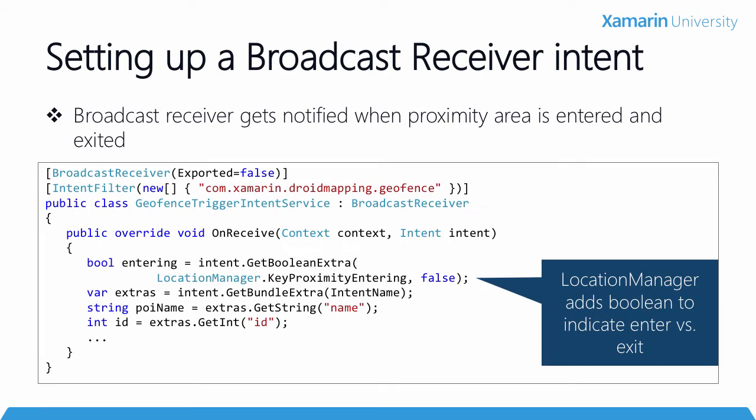The onReceive override is called when the proximity area is entered or exited by the device. The intent will contain all of your data passed from the pending intent, as well as an additional Boolean flag with the key proximity entering, which is held in a constant on the Location Manager class. This will indicate whether the notification was sent because you entered the area or you exited it.